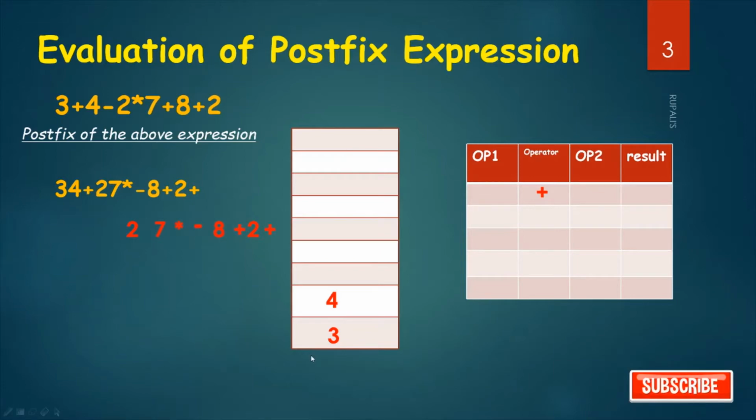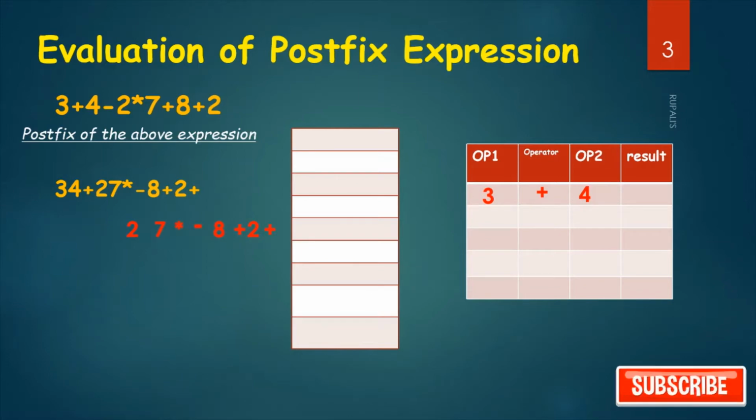Now you have to pop. Stack follows the LIFO rule. So first you have to pop 4. But remember, 4 is OP2, and then pop 3, which is OP1. I repeat, the first popped element will be OP2 and the second popped element will be OP1. Now calculate the result. It is 7. Push 7 onto the stack.